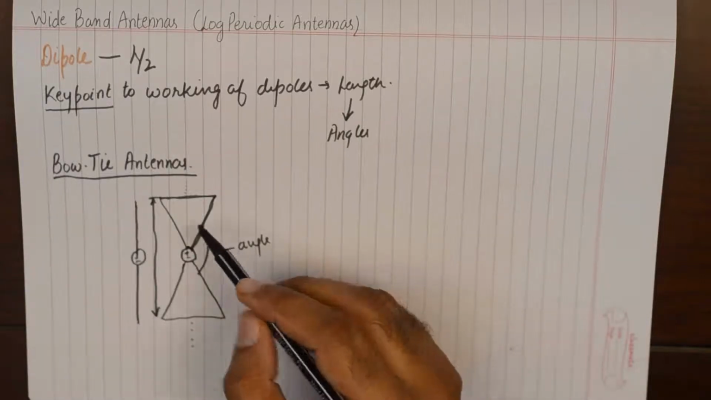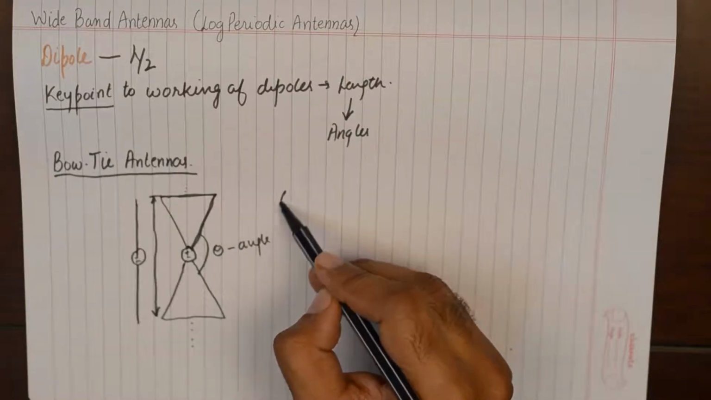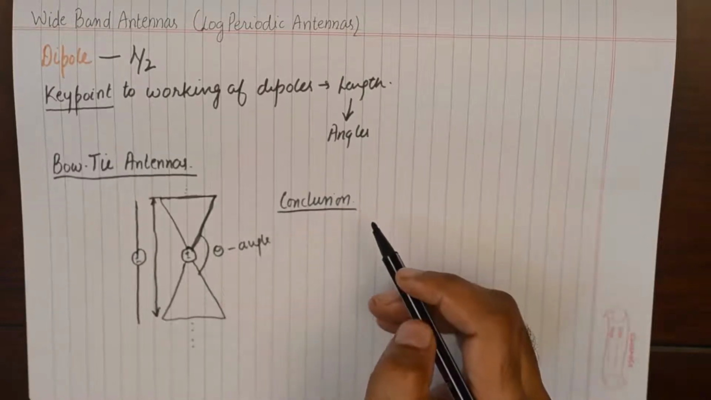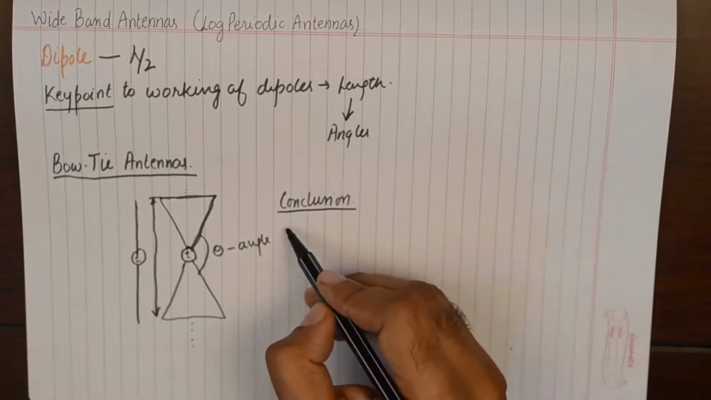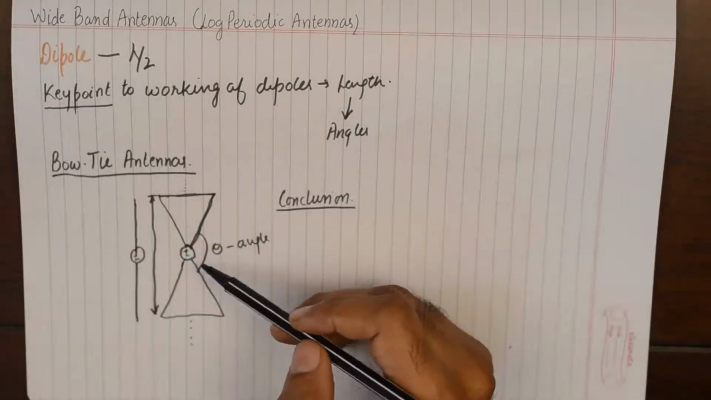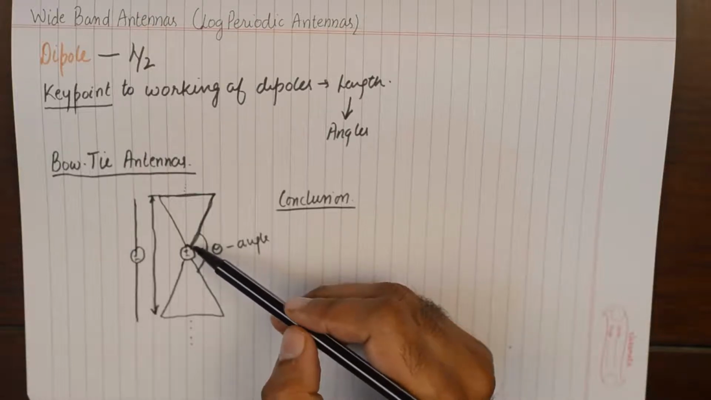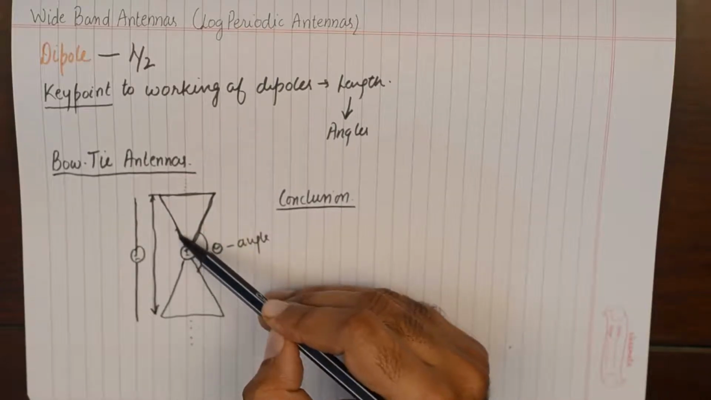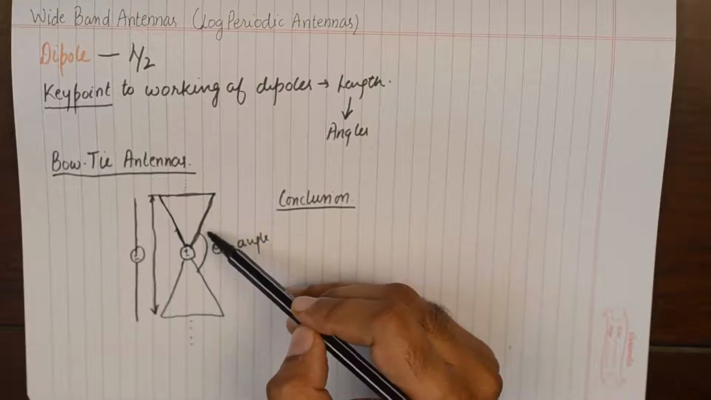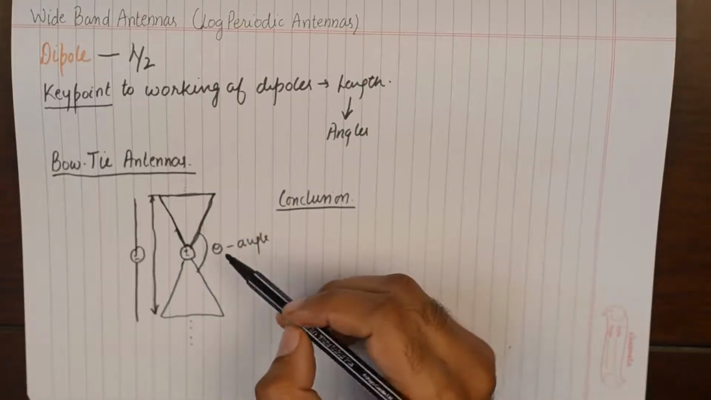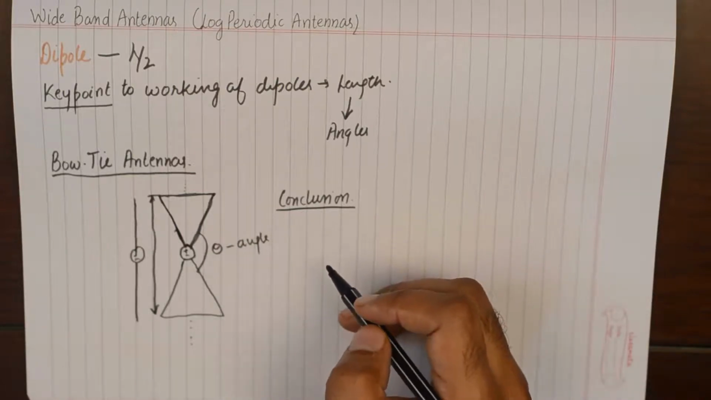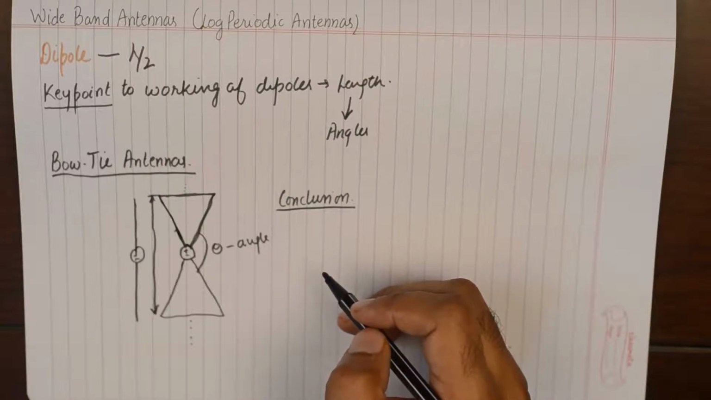Now, this discussion leads to the concluding remark that if we associate the distribution of the current in an antenna to metallic elements which are progressively increasing in their width, thereby creating an angle between the two polarities, they will make the antenna a broadband antenna or independent of the frequency.